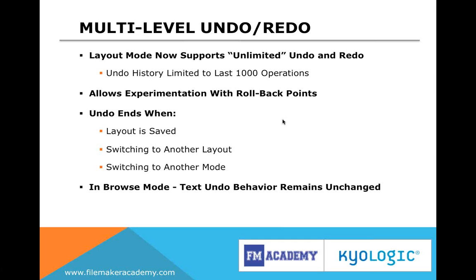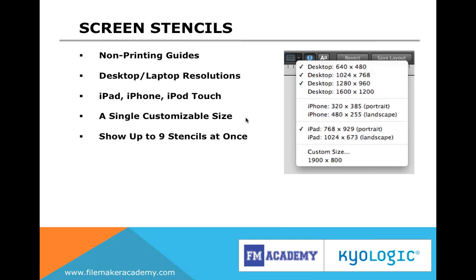Be aware, however, that when you change things, your rollback is closed. That happens if you save the layout, whether you go to browse mode or whether you just hit the save button. When you switch to another layout or when you switch to another mode, that essentially undoes all of your undo capabilities. So be aware of that. The other thing to be aware of is that the text undo behavior, which was already introduced in FileMaker 11, continues and is not changed. So we're really just talking about a change in the layout mode undo behavior.